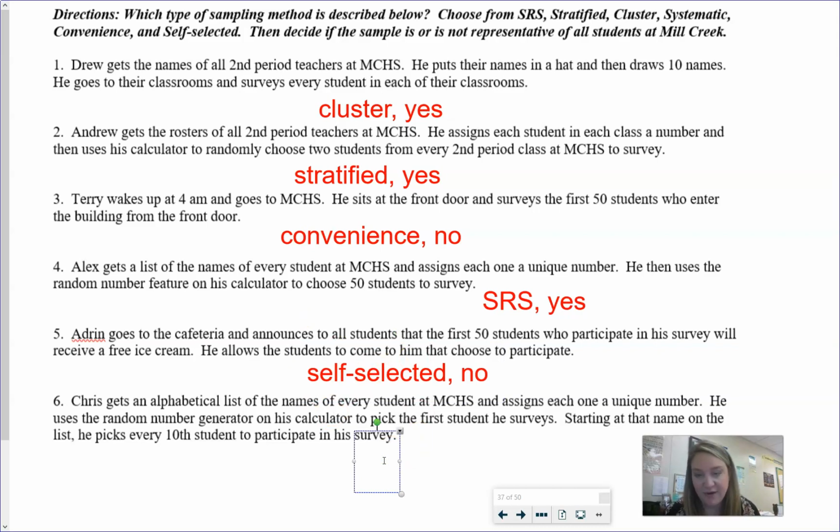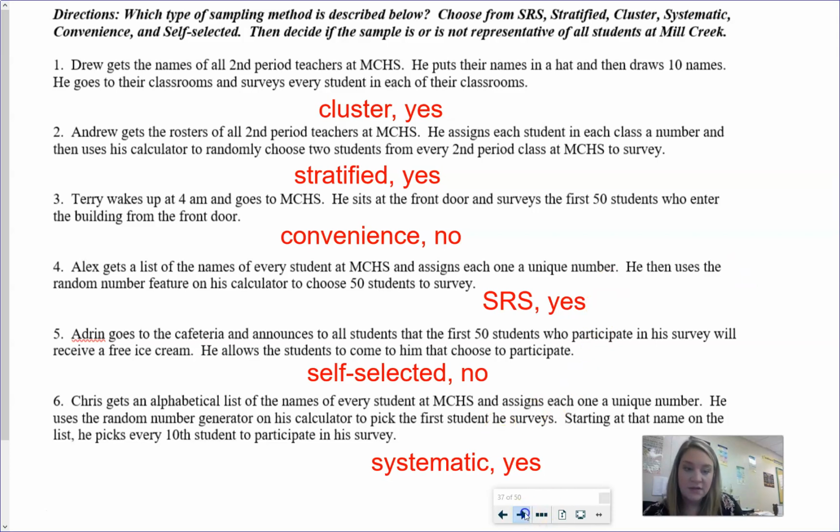All right, Chris gets an alphabetical list of the names of every student and assigns each one a unique number. He uses a random number generator on his calculator to pick the first student that he surveys. And then from there, he picks every 10th student. Okay, so there's a rule going on, right? There's a system, so this is systematic. And this will represent the school. Okay, so here's a clear, detailed example of each kind of way to get your samples.